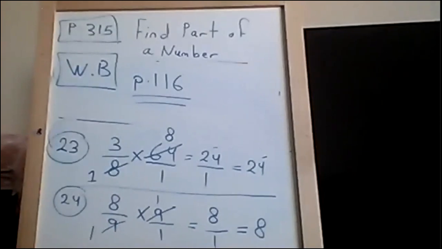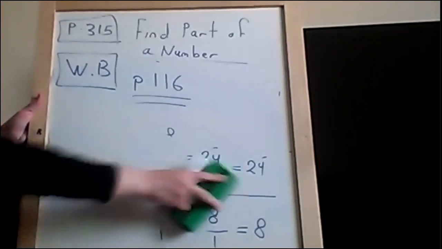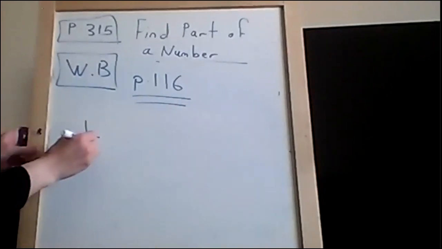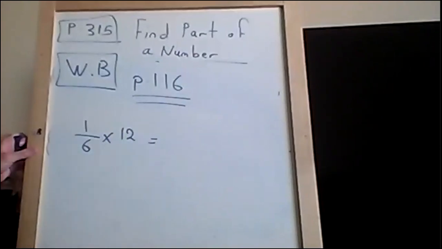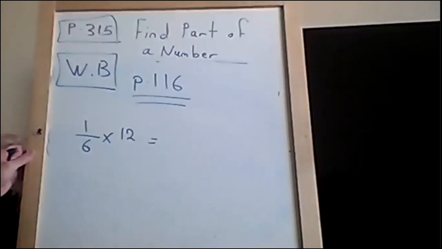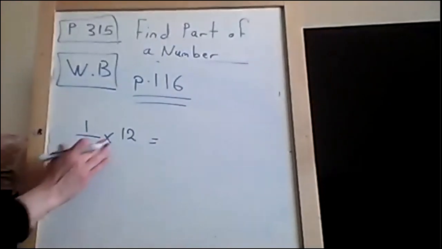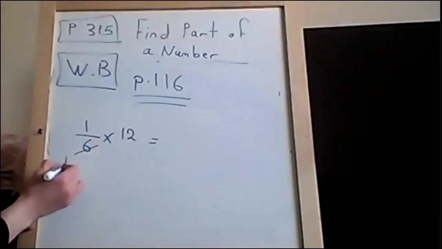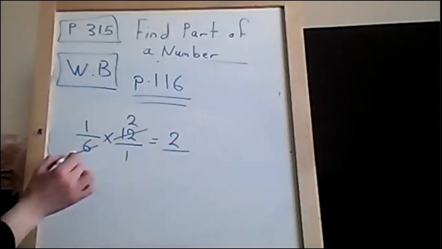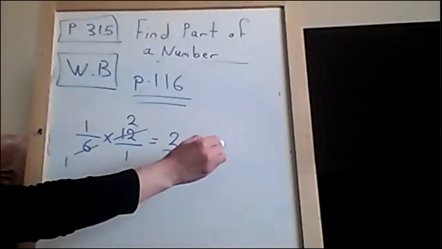Yes, girls. What about the final answer for question number 1? Ask yourself, which number multiplied by 6, the answer will be 12? 2. So divided by 6. So 1 multiplied by 2, 2. Over 1 multiplied by 1, 1. The final answer is 2.